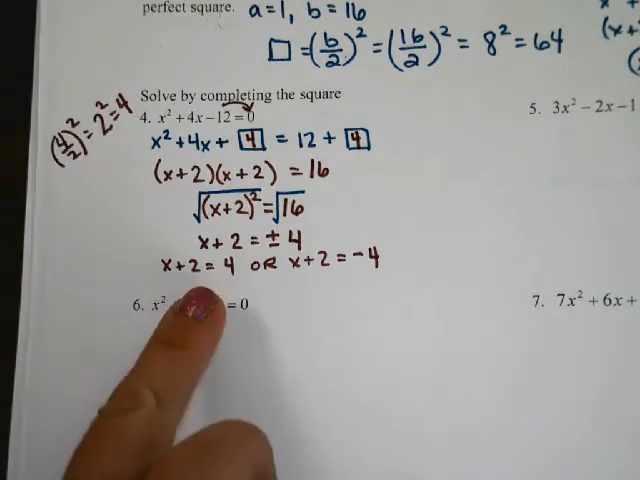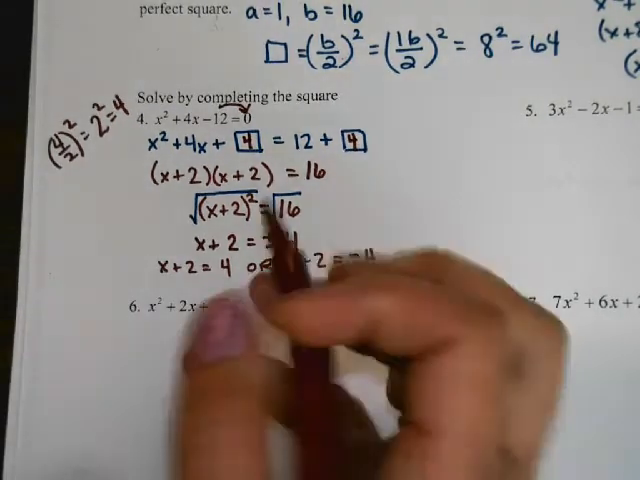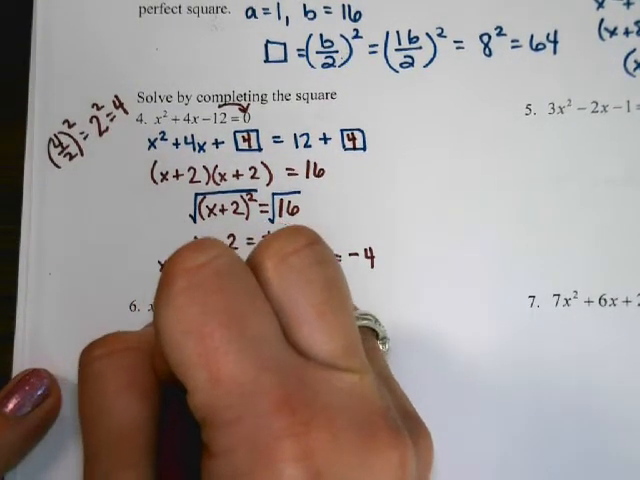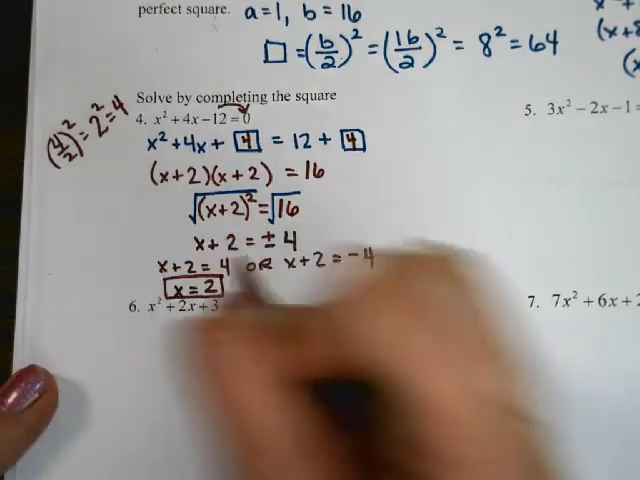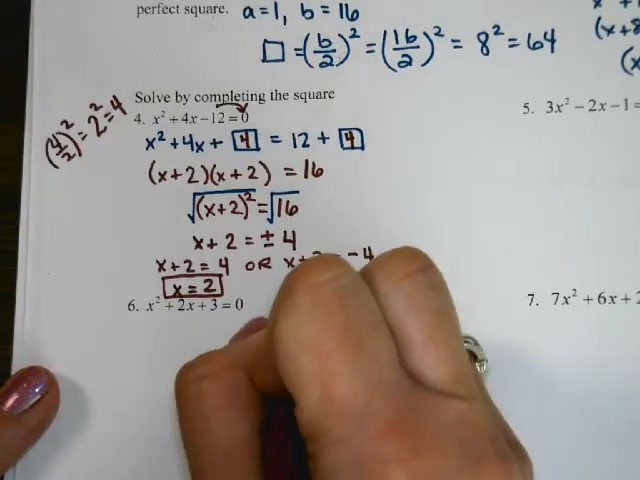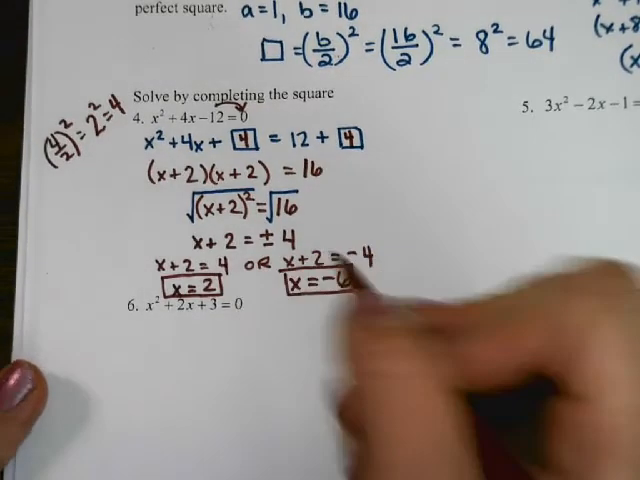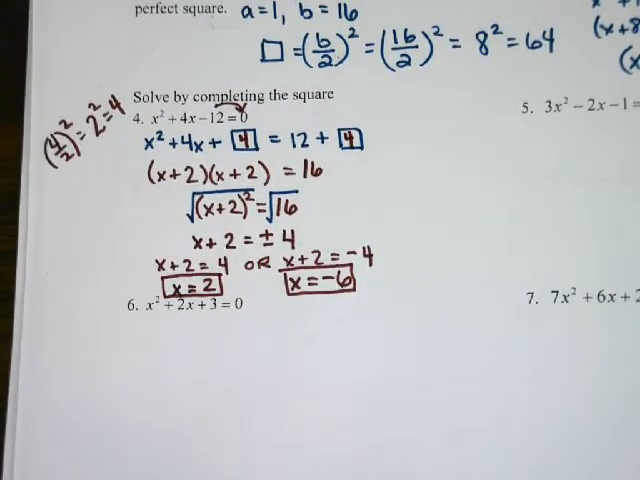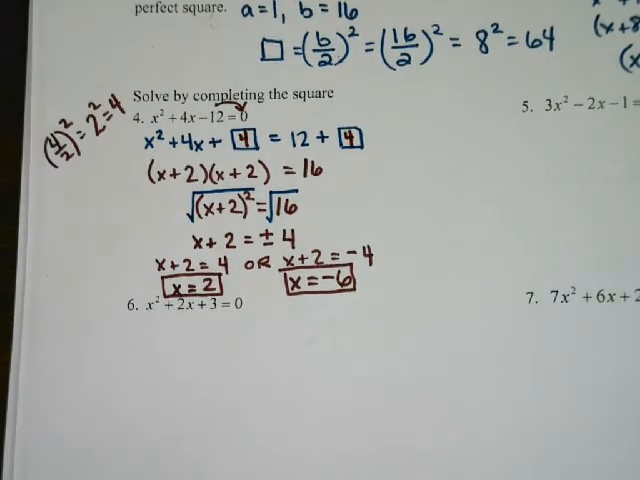Okay, so now I'm down here and I'm going to subtract 2. So 4 minus 2 is 2. And I'm going to subtract 2, so x equals negative 6. Okay, how could we check those? There's lots of ways. What's one way we could check them?